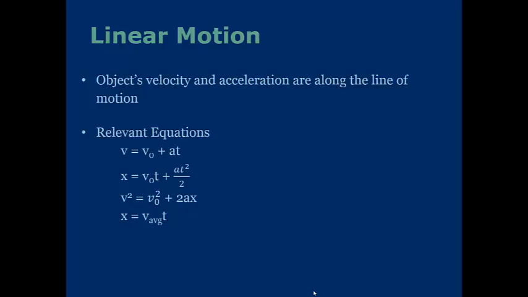Linear motion is the simplest and most straightforward of the types of motion. It states that the object's velocity and acceleration are along the line of motion. Note that acceleration and velocity don't have to be pointing in the same direction. It just has to be going along the same plane. Here are some relevant equations. Note v naught is initial velocity, a is acceleration, t is time, x is position, and v average is, well, the average velocity. Make sure you have a good handle on these equations and know how to use them come test day.